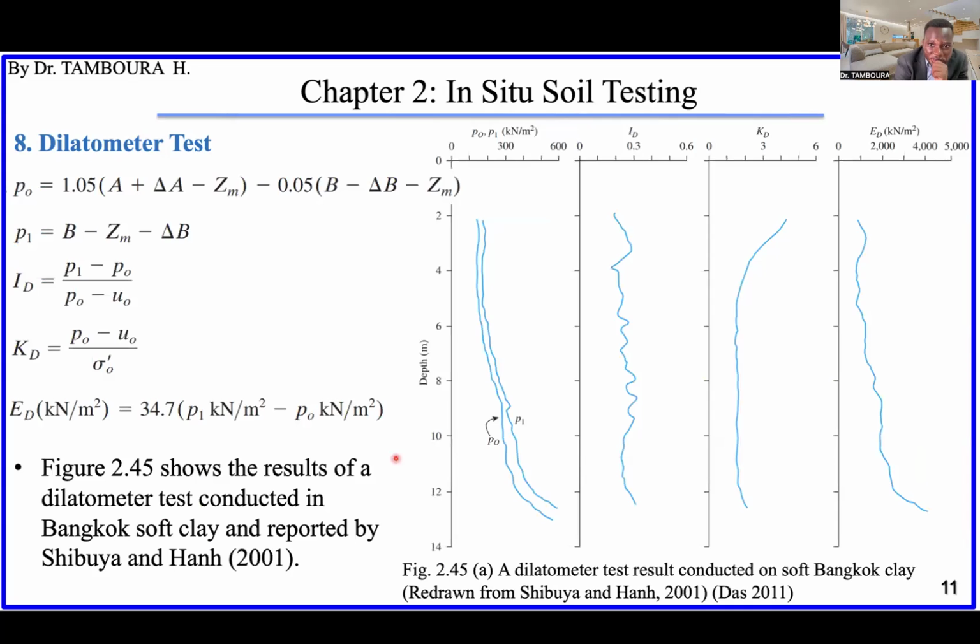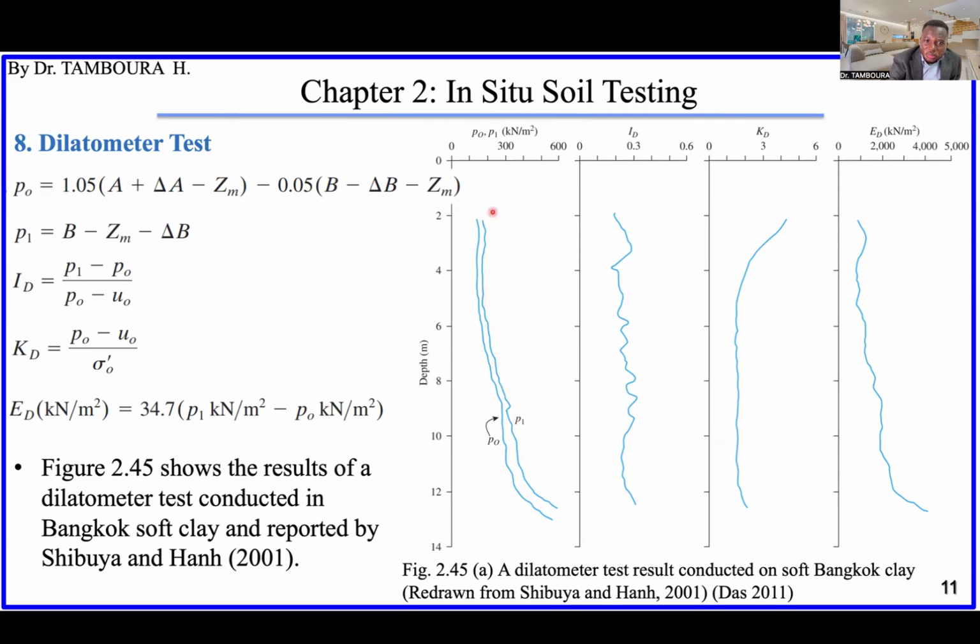So here is just an example of test result from this reference in Bangkok clay, which is a very famous clay, Bangkok clay. Okay. This line, this one is P0. Okay. P0. This is the minimum pressure to take the plate off.